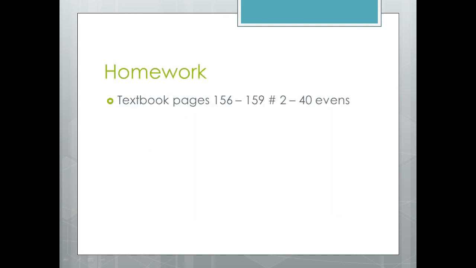Homework in this section is textbook pages 156 to 159, numbers 2 to 40 even.